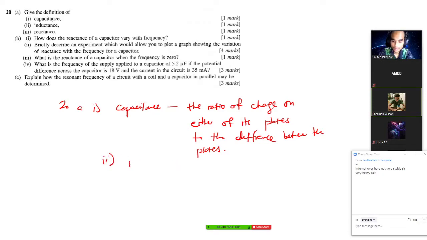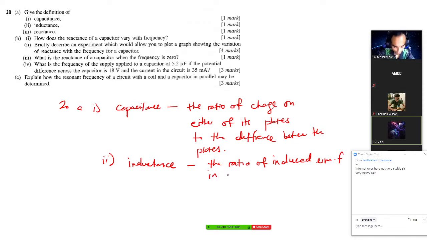Usha, what is the inductance? Usha, inductance? Usha, you went to the toilet. Yes, sir. What is the inductance? The property of an electric conductor or circuit that causes an electromotive force to be generated by a change in the current flowing. No.